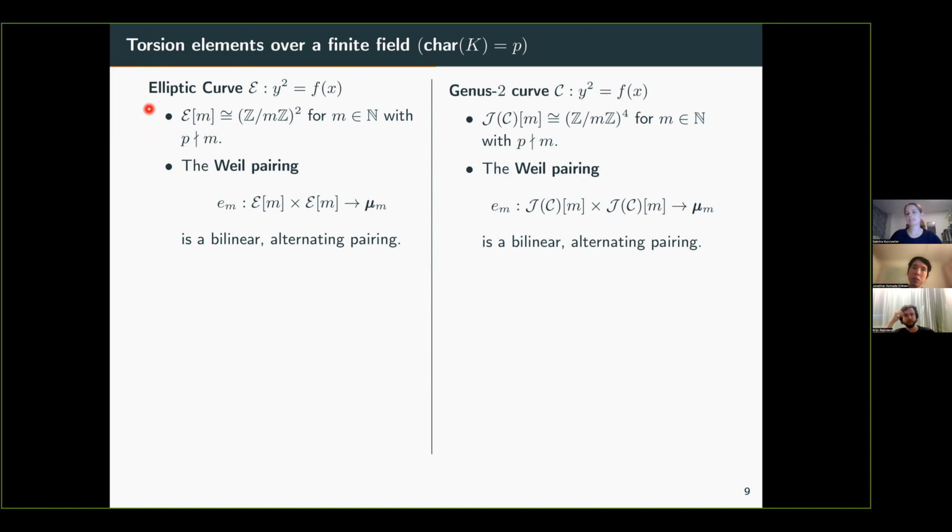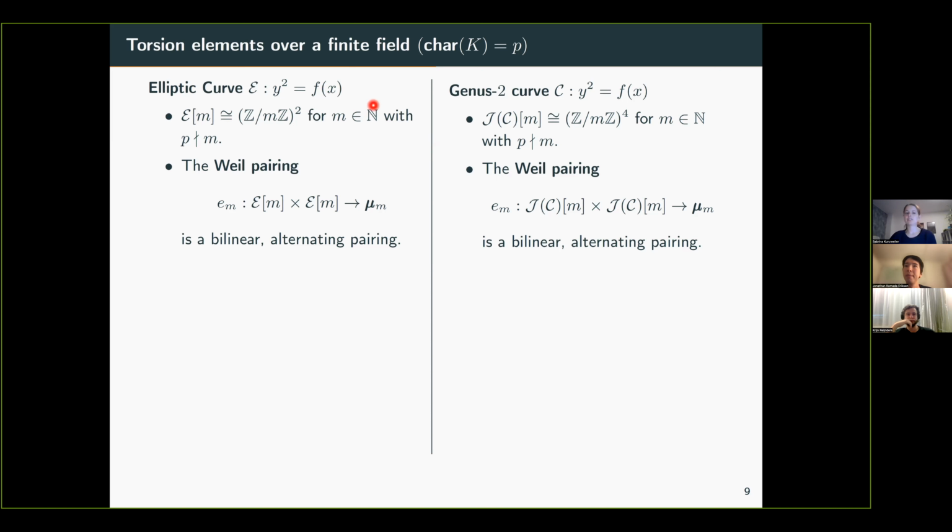So first of all, it's necessary to look at the torsion of an object because isogenies are defined by their kernels, which are subgroups of, on the one hand, an elliptic curve, or today of a Jacobian of a genus 2 curve. And so the first step is to look at the torsion groups. For elliptic curves, the M torsion is isomorphic to the product of 2 cyclic groups of order M. Or in other words, it's a rank 2 Z mod MZ module.